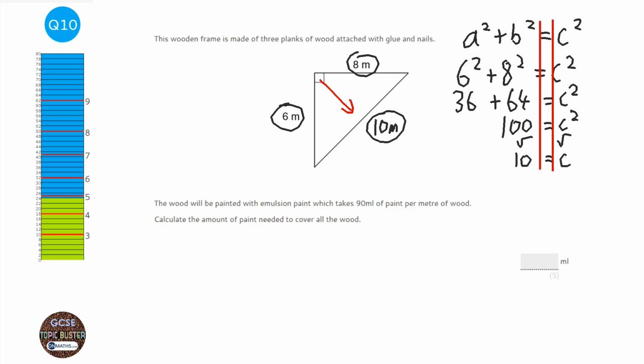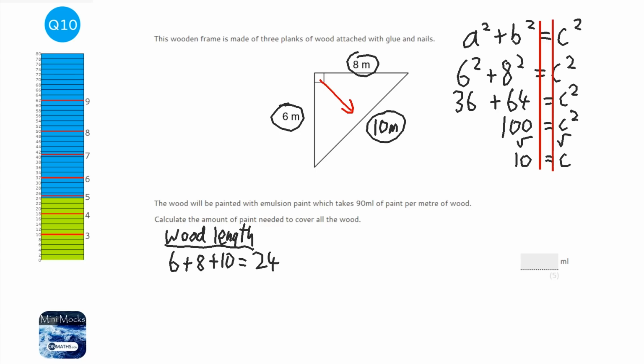And it says it takes 90 millilitres of paint per metre of wood to cover it. So what we're going to have to do is work out how much wood we have. So I'm going to say to the examiner wood length or something. Always try and describe to the examiner what you're doing. So we're going to do 6 plus 8 plus 10. So 6 plus 8 is 14, plus 10 is 24.